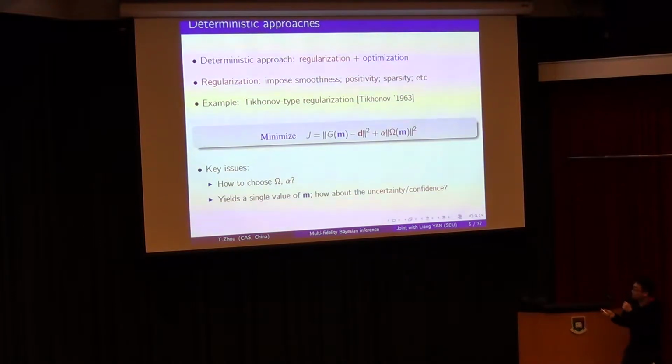One method to solve this problem is the so-called regularization method. You can choose a kind of regularization to solve this optimization problem. The key issue is how to choose the regularization and how to solve this optimization problem in an efficient way. This kind of method gives a single value of the recovered parameter m, but it is very hard to quantify the uncertainty of the parameter or its confidence level.